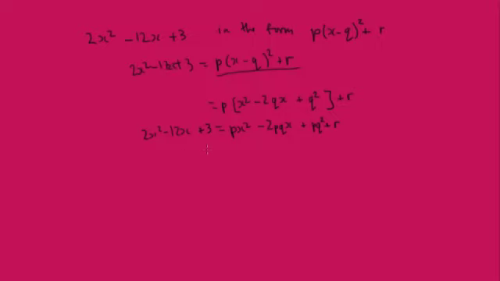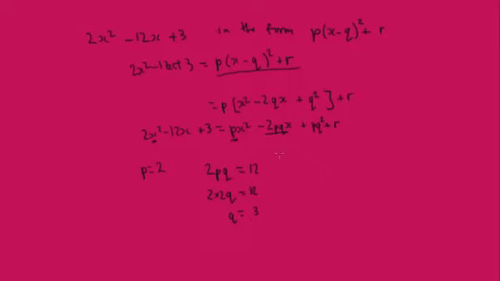Now we're going to compare terms. So here the x squared coefficient has got p. The x squared coefficient here is 2, so p must be equal to 2. Here we've got the x term, which has 2pq on this side. It must be equal to 12. We know that p is 2, so 2 times 2 times q equals 12, so q must be equal to 12 divided by 4, which is going to be 3.